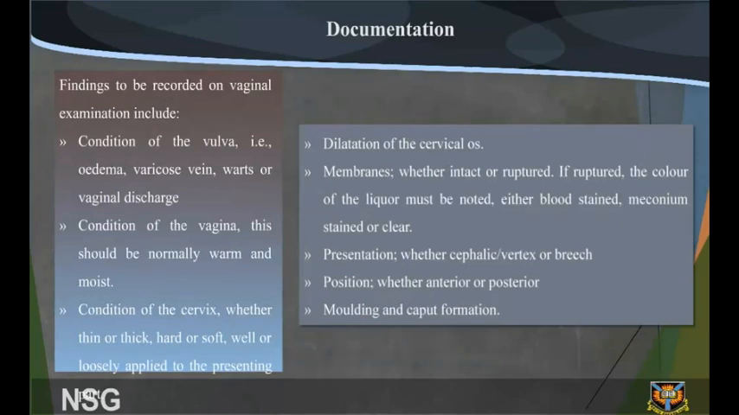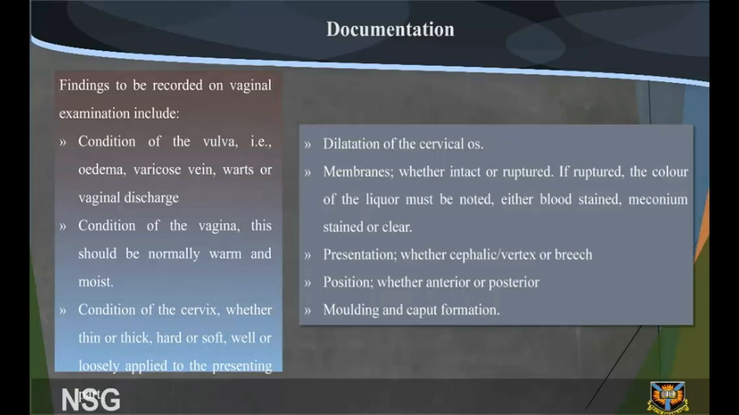Documentation. Findings to be recorded on vaginal examination include the condition of the vulva, that is, edema, varicose veins, warts or vaginal discharge. Condition of the vagina, which should normally be warm and moist. Condition of the cervix, whether thick or thin, hard or soft, well or loosely applied to the presenting part. Dilatation of the cervical os.